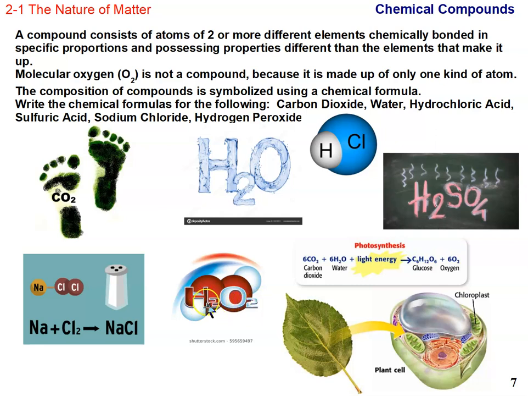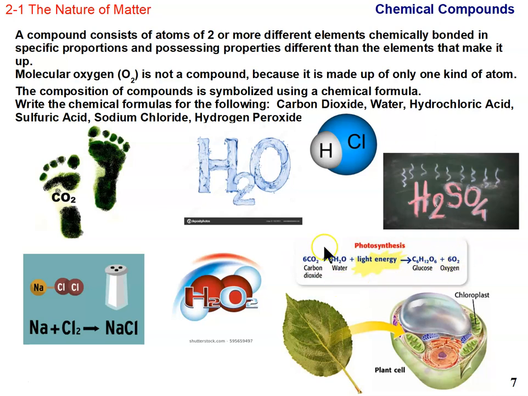the same number of hydrogens as there are oxygens. In other words, the proportions have changed between water and hydrogen peroxide, and that's what makes hydrogen peroxide a different compound. I've also included here the chemical equation for photosynthesis, just to show what a chemical formula looks like. I'm sorry, what a chemical equation looks like.